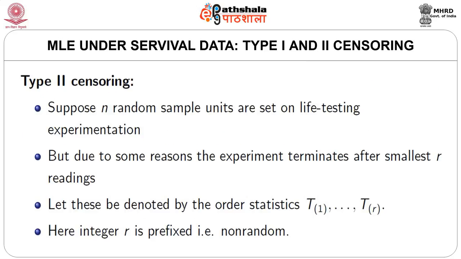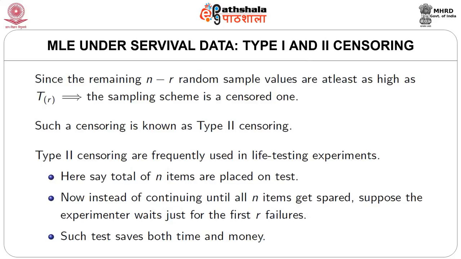Type 2 censoring. Suppose n random sample units are set on life testing experimentation, but due to some reasons the experiment terminates after consideration of the smallest r readings, where r is necessarily less than n. Let these be denoted by the order statistics t_(1), t_(2), etc., up to t_(r). Here the integer r is non-random and prefixed, to be decided prior to the experiment. And since the remaining n minus r random sample values are at least as high as t_(r), this implies the sampling scheme is a censored one. Such a censoring is known as type 2 censoring.